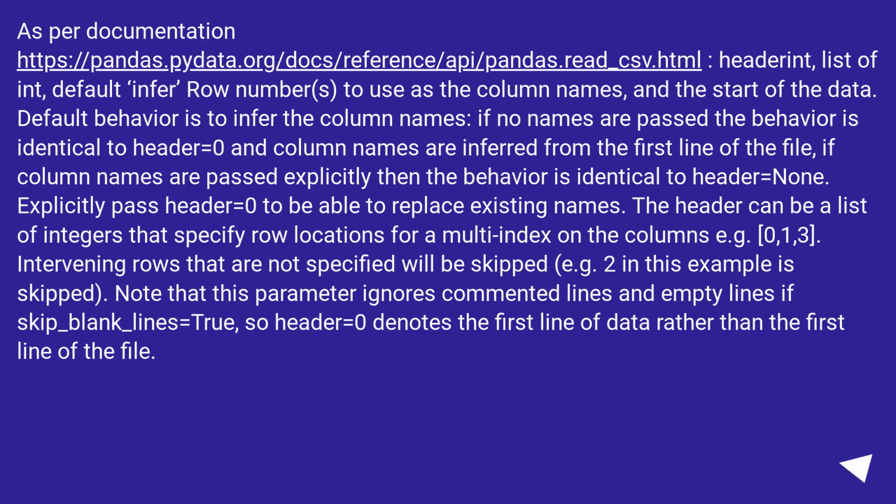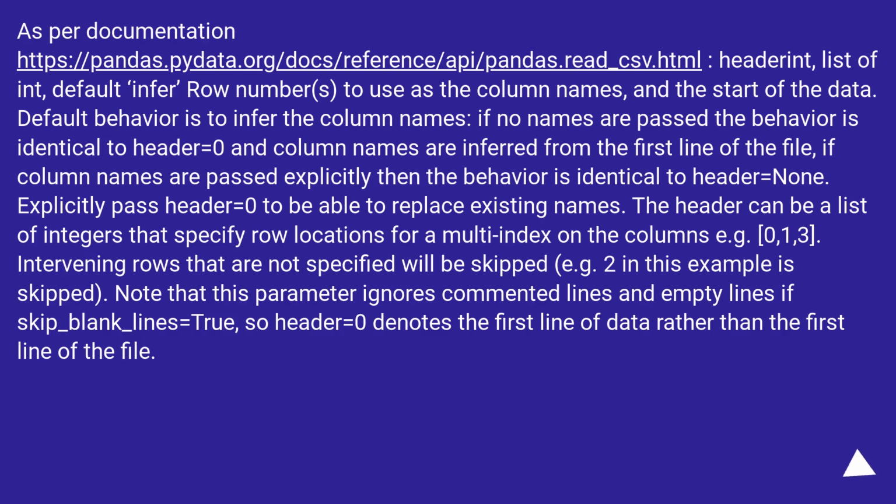As per documentation, header: int, list of int, default infer. Row numbers to use as the column names and the start of the data. Default behavior is to infer the column names. If no names are passed, the behavior is identical to header equals 0, and column names are inferred from the first line of the file. If column names are passed explicitly, then the behavior is identical to header equals none. Explicitly pass header equals 0 to be able to replace existing names.